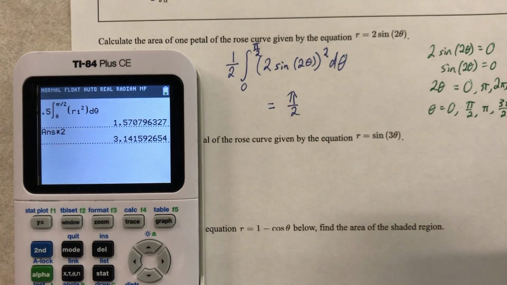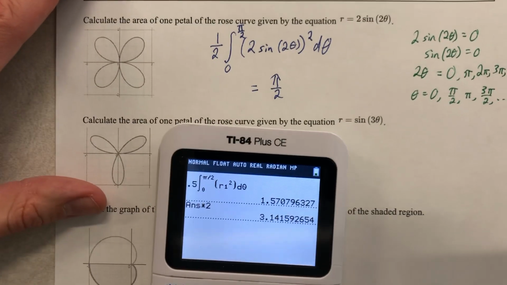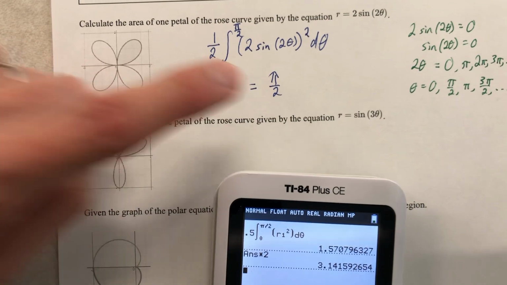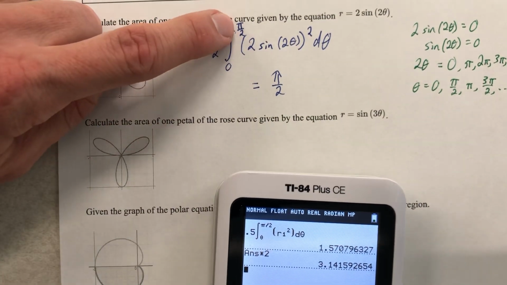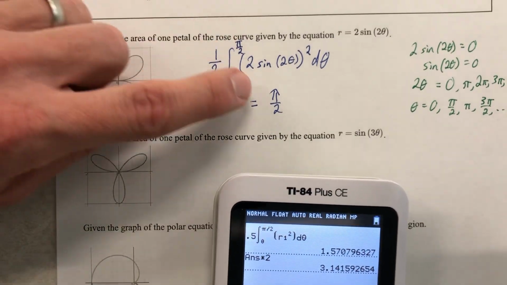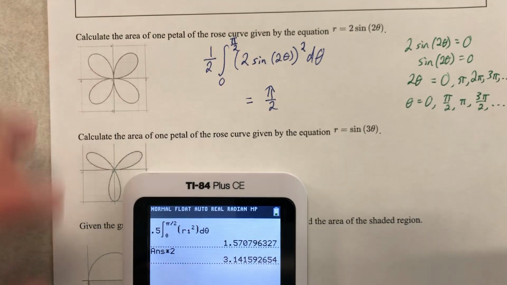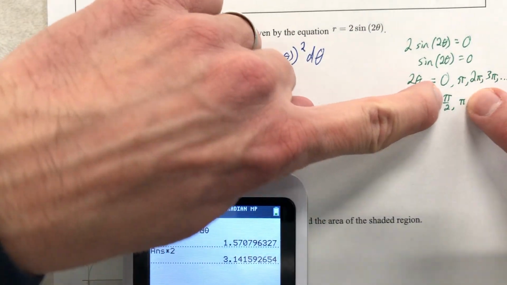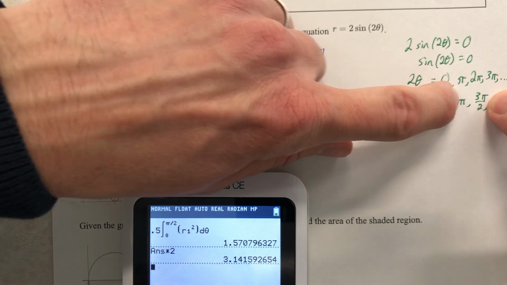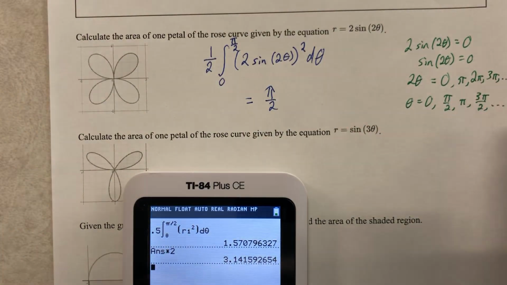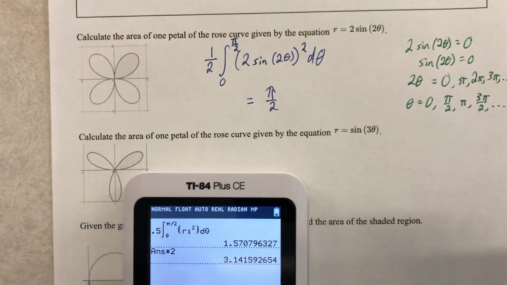All right, one more random thought. I could get the exact same answer of an area of pi over 2, not to be confused with this pi over 2, which was part of the interval. I could get the same area if I go from pi over 2 to pi, or pi to 3 pi over 2, or 3 pi over 2 to 2 pi. It's going to give me the same thing. It's just a different petal that I'm shading.